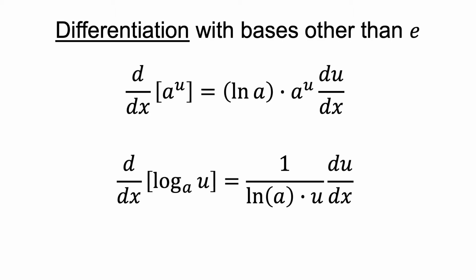So we're going to start by talking about differentiation with bases other than e, so taking our derivative. So we have two really important rules right here. The first is if we are taking the derivative d dx of a to the u power. Now something important to recognize is that this u is actually a function of x. So we're looking at now having variables as our exponents. So the derivative of a to the u is equal to the natural log of a times a to the u du dx.